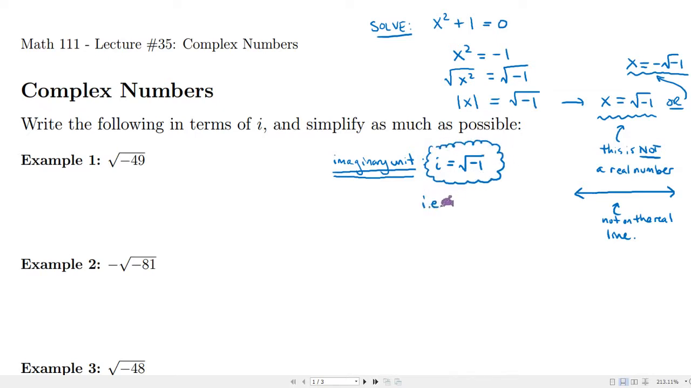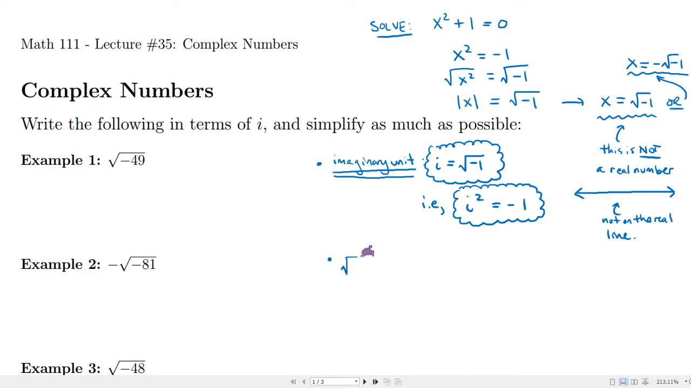In other words, what would that mean? i squared is equal to negative 1. That's another way to remember the definition of i. So this is actually the definition. And another thing that we're going to use as we simplify some of these roots, because they have negatives, is the following.